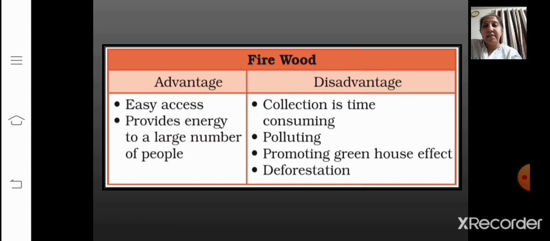These advantages and disadvantages are there in your textbook also. This table is given there. Advantages are easy access, we can get it easily, provides energy to a large number of people, right? Whereas if I'll talk about the disadvantages of this, the collection is time consuming. Collecting the firewood is a very difficult task, right? And it is polluting, causes deforestation, and it is promoting the greenhouse effect.